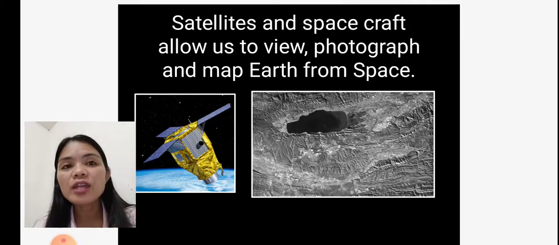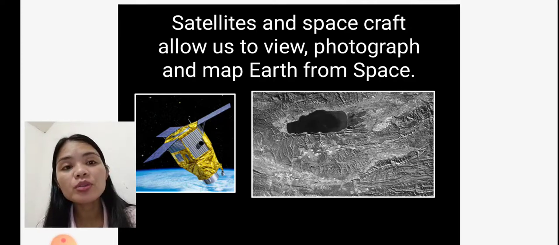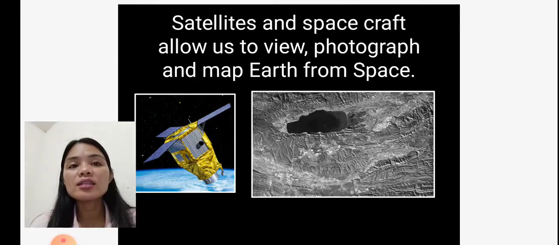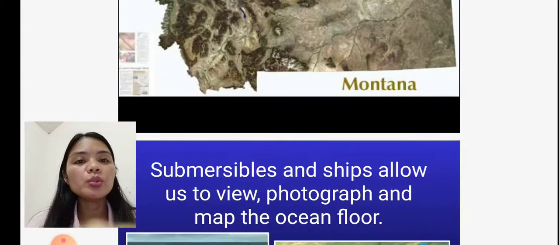Satellites and spacecraft allow us to view, photograph, and map the Earth from space. Mahalaga yon kasi doon din natin kinukuha yung picture, 'di ba? Yung movement ng hangin. So pag merong mga bagyo, so yun. O kaya pag may pagbabago doon sa positioning, kung magkakaroon kunyari ng eclipse, o yun. Doon kinukuha yung mga information. Doon sa nakukuha ng satellites and spacecraft ng mga photograph in view. Next. Yan. Sample ng mga photograph and view from the satellite.